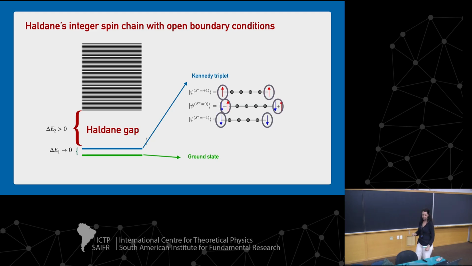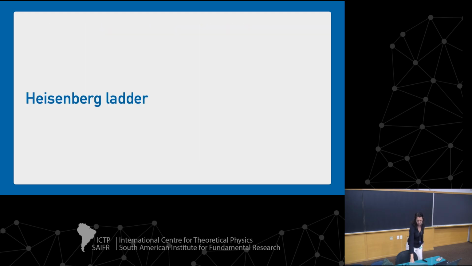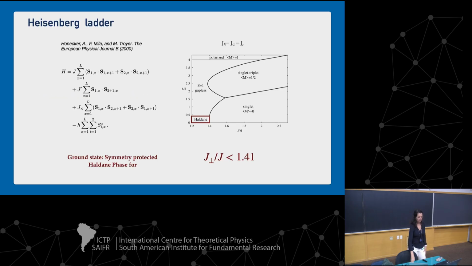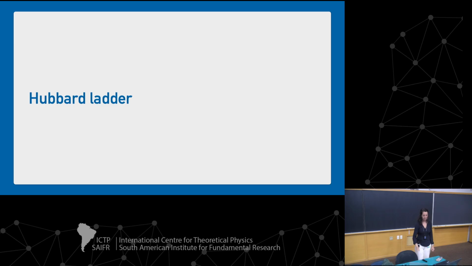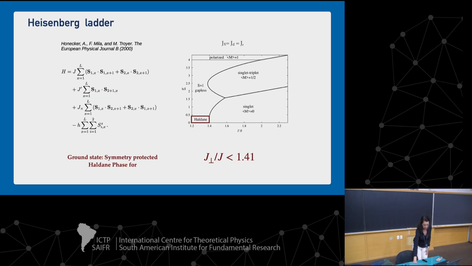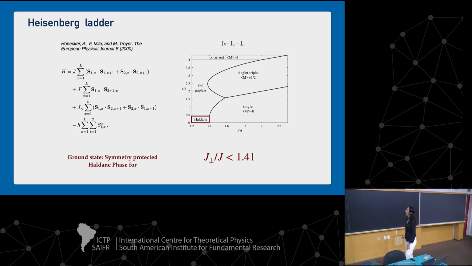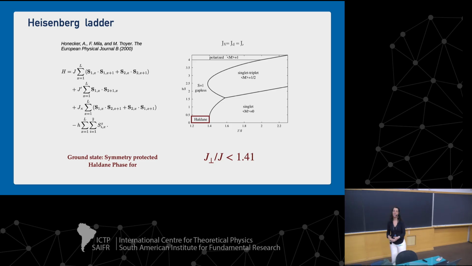And as I said, we have edge states here. So the first time this system was studied was not for the Hubbard ladder, it was actually for the Heisenberg ladder. So the Heisenberg model is the strong coupling limit for the Hubbard model.